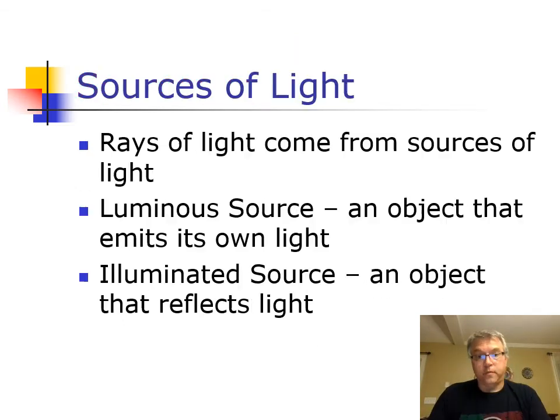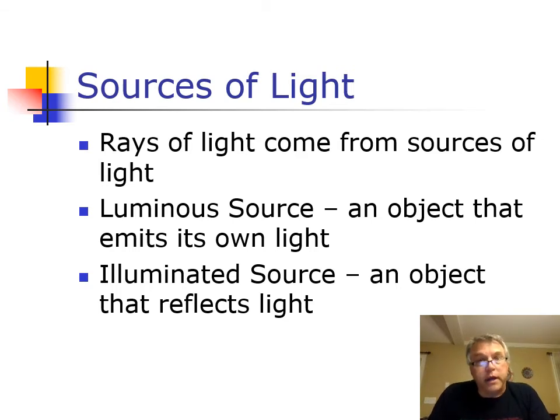All right, let's talk about sources of light. Now, we say that light comes from sources in the form of a ray. A ray is just an approximation so we can show photons of light in the direction that they travel. An object that emits its own light is what we call a luminous source of light. The light bulb in my ceiling, that is shining down on me, is a luminous source. It's emitting its own light. A star like the sun is a luminous source. It emits its own light.